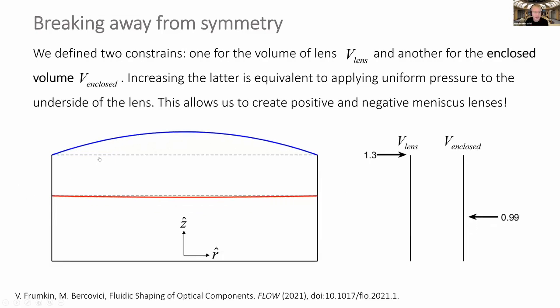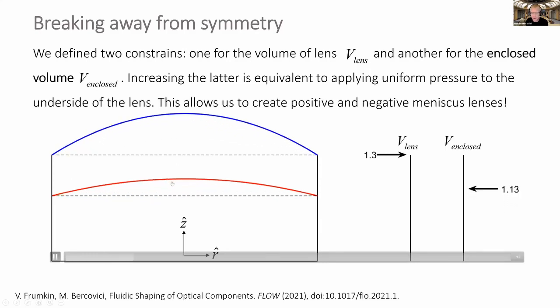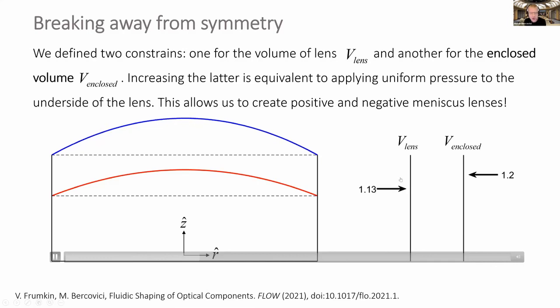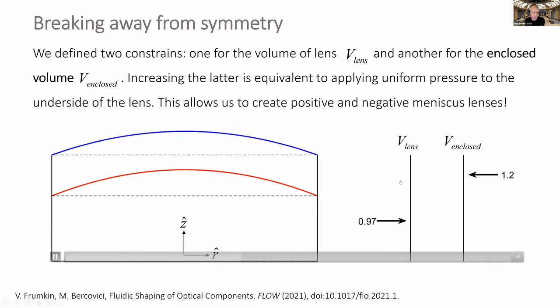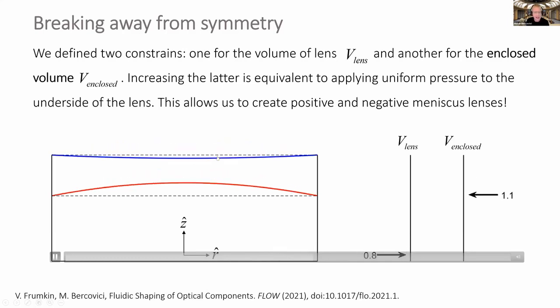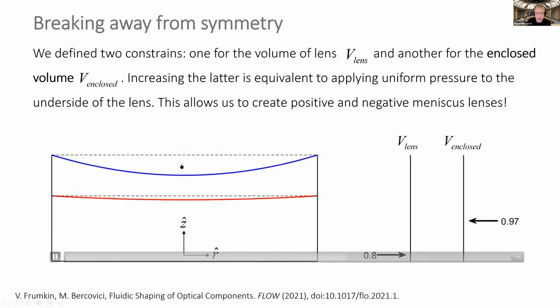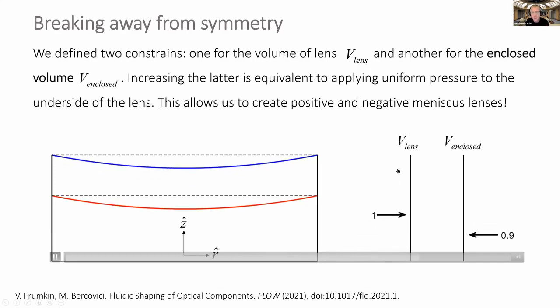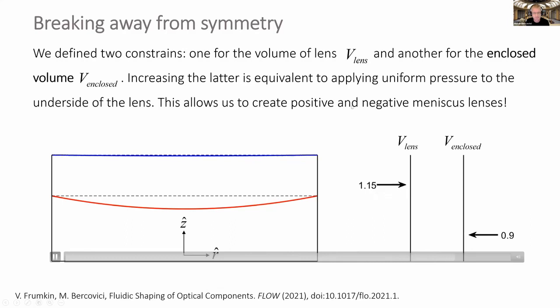You're seeing the blue curve is the top surface, the red curve is the bottom surface. We're changing here the enclosed volume and the volume of the lens. And you can see that we deviate from symmetry. We can create these type of meniscus lenses. We can create biconcave lenses, so negative lenses, and so on, just by controlling these two parameters.